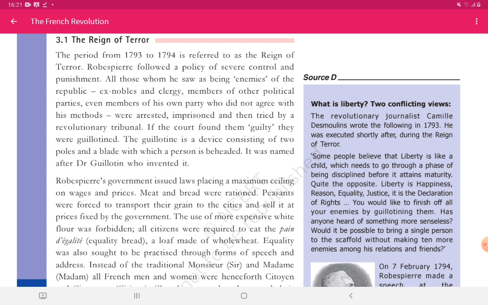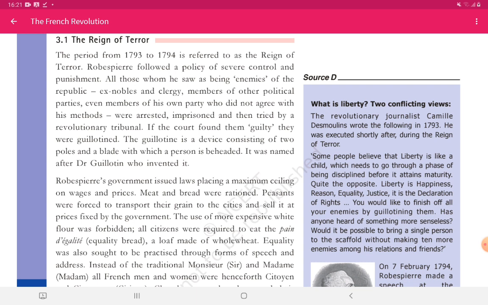Equality was also sought to be practiced through forms of speech and address. Instead of the traditional monsieur and madam, that is sir and madam, which was a traditional sign used to address someone, all of them were now called citoyen or citoyenne, that is citizens of France. Churches were shut down and their buildings converted into barracks and offices for government purposes.